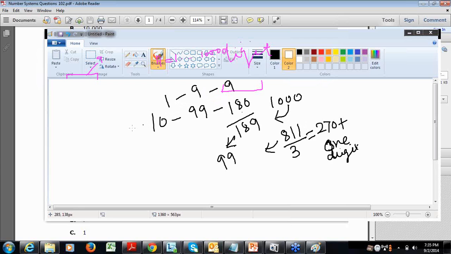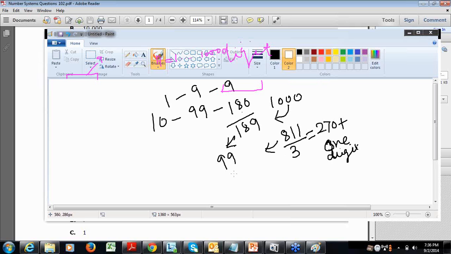Okay, so 1 to 9 will be 9 digits. 10 to 99 will be 180 digits. So 189 digits, from 1 to 99, have been written. From 99 onwards, that means 100, 101, 102, all numbers will be 3 digits. Till what number do we have to count to get 1000 digits? The left is 811 digits. So 811 digits will be divided by 3 because all numbers will be 3 digit numbers. So it will be 270 plus one more digit.